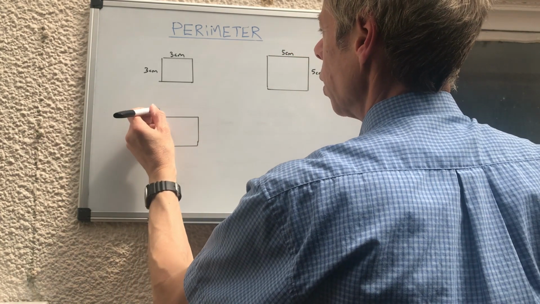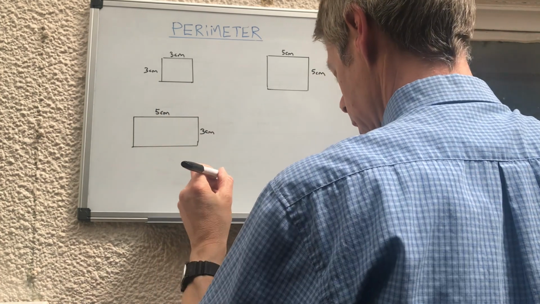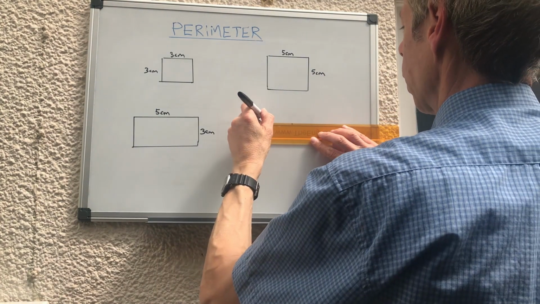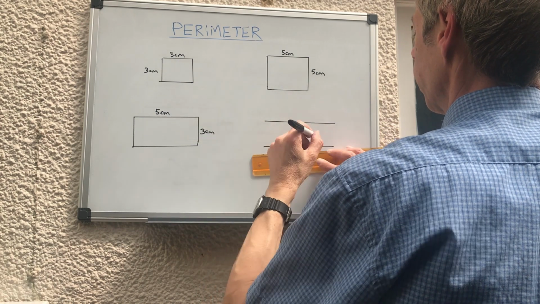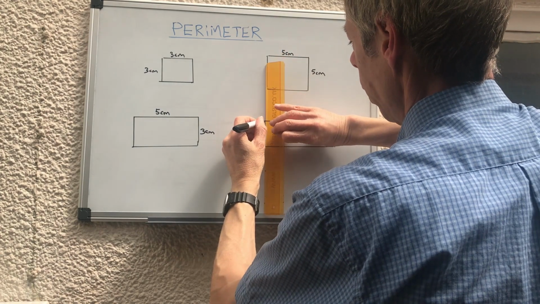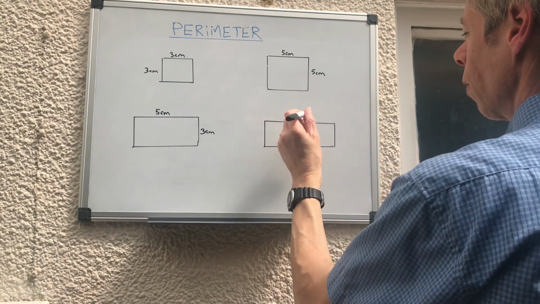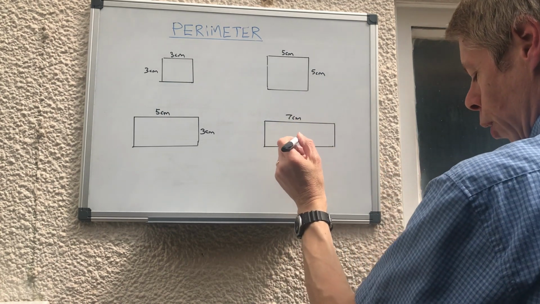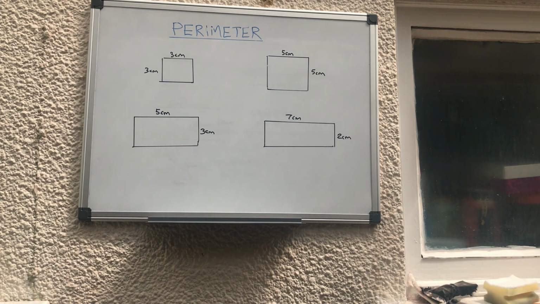So we're going to say that's 5 centimeters long and 3 centimeters wide. And then we have another rectangle. So I think by the time I've drawn this, it'll be ready to go through the answers. So just give you a little bit of time for the last one. 7 centimeters long, as you can see, a brilliant rectangle, and 2 centimeters wide. So without further ado, let's go through the answers.